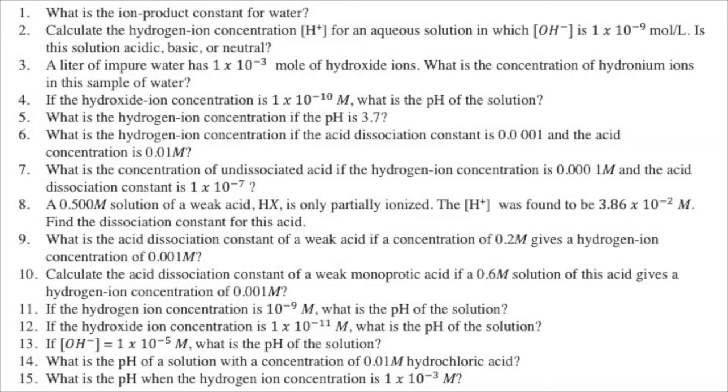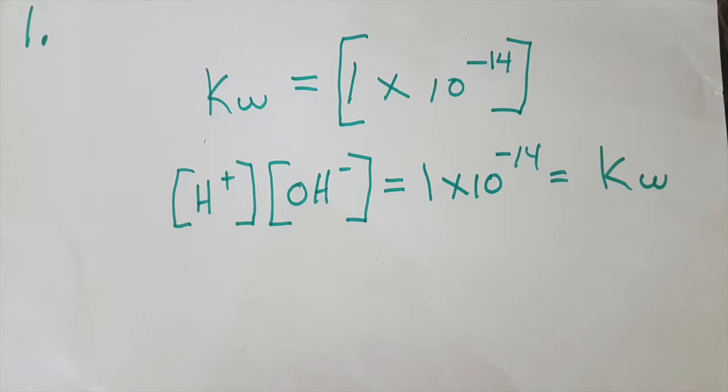Okay, number one, what is the ion product constant for water? Well, the ion product constant is a constant, and it's called Kw, and it's 1 times 10 to the negative 14. Now, the value for H plus and for OH minus must be constant. It's called a product constant, and as one goes up, the other goes down. But the product of the two must be 1 times 10 to the negative 14.